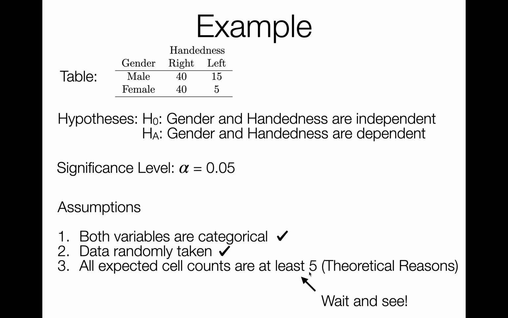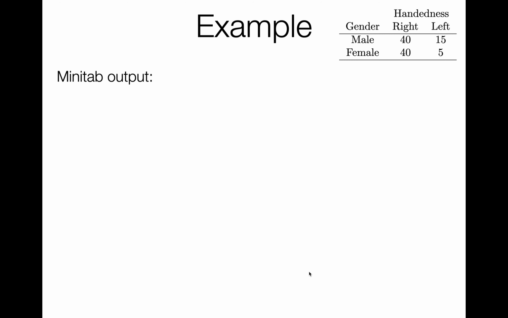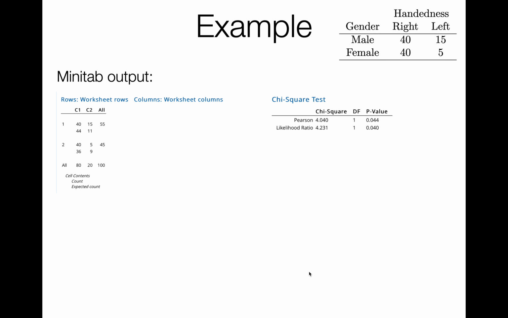Well, we can't see that right now. We have to run the test, right? So we'll wait and see about that. So in order to do this test, you're going to have to use Minitab. You can do this by hand, but it's really tedious and it's not worth our time to do the tedious calculations. So we're going to do it with Minitab, and here's the Minitab output.